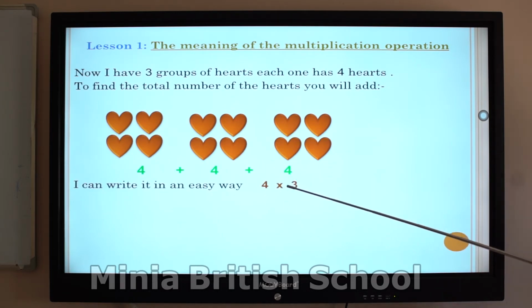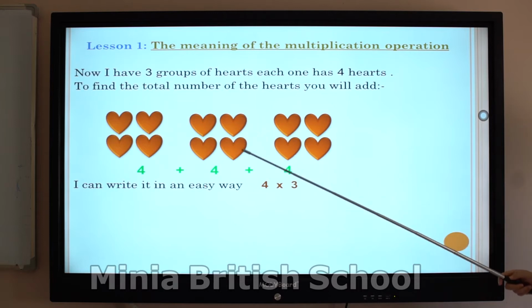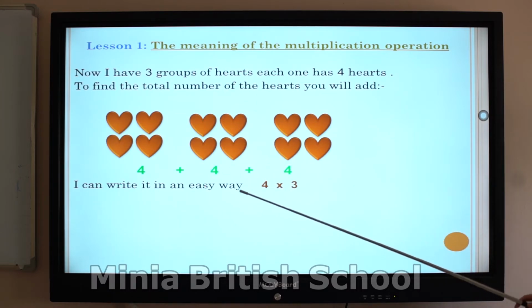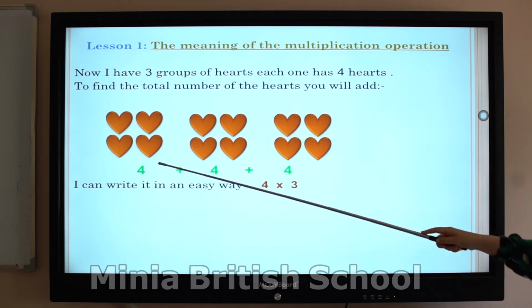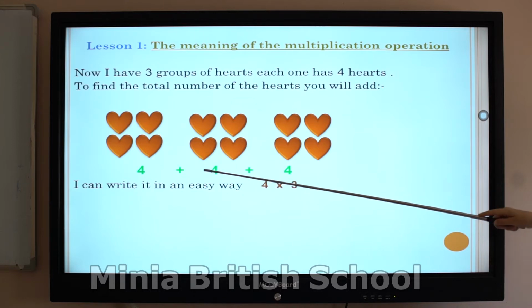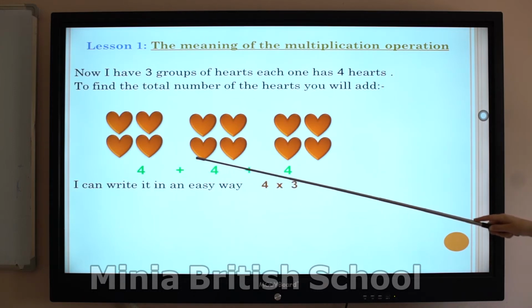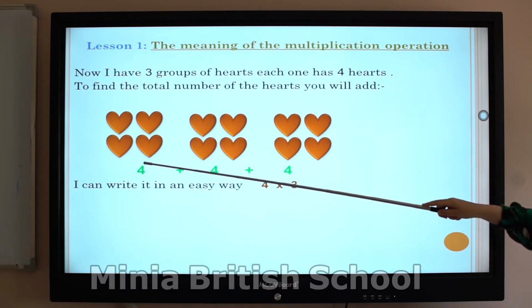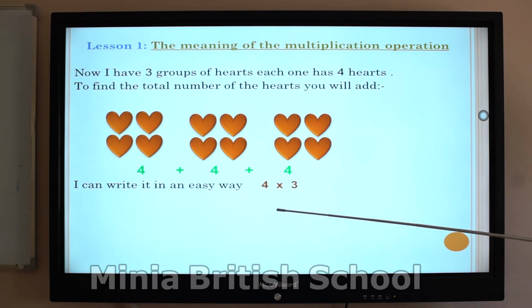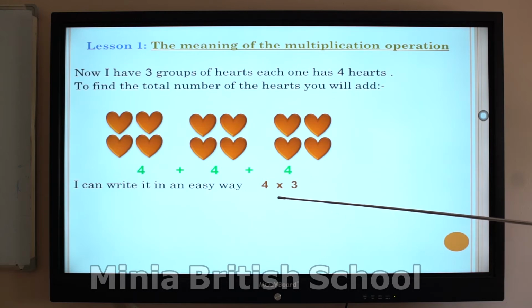So you have to ask yourself 2 questions. What and how many? What is the repeating number here? 4 plus 4 plus 4? 4. And how many times is it repeated? 1, 2, 3. So it will be 4 times 3.